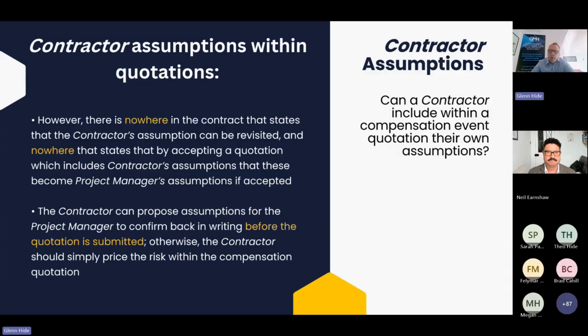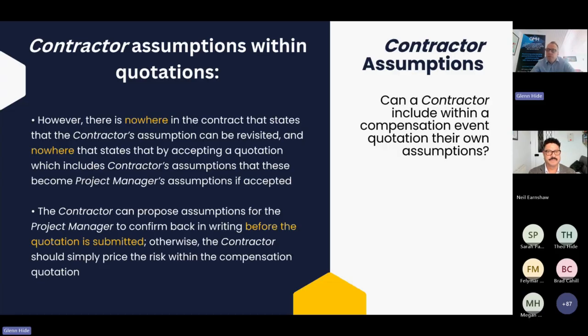So the only real way around that is for the contractor to propose an assumption for the project manager to agree and confirm back in writing before the quotation is submitted. Otherwise, the contractor's got no alternative other than to price the risk within the compensation event quotation. So that's in the full ECC contract. Interestingly, in the short contract, it does allow for contractor assumptions, but it's a simplified system. In the full contract at the moment, there's no place for contractor assumptions.